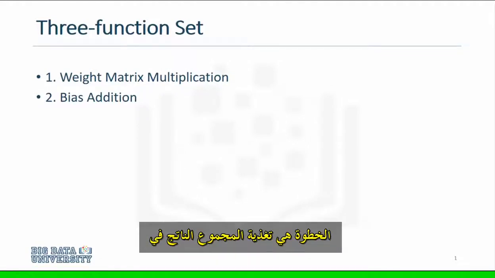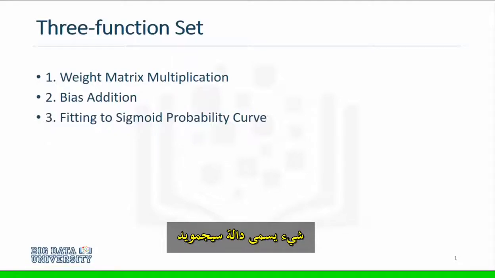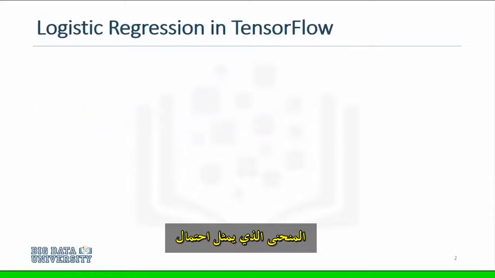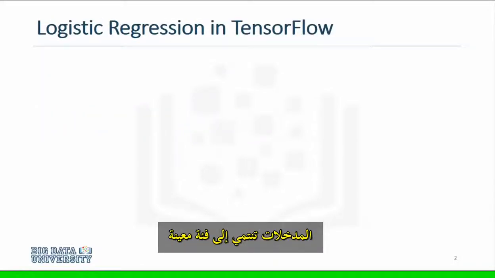Our last step is to feed the resulting sum into something called a sigmoid function. The sigmoid function will map the sum onto a curve that represents the probability of the input belonging to a certain class.